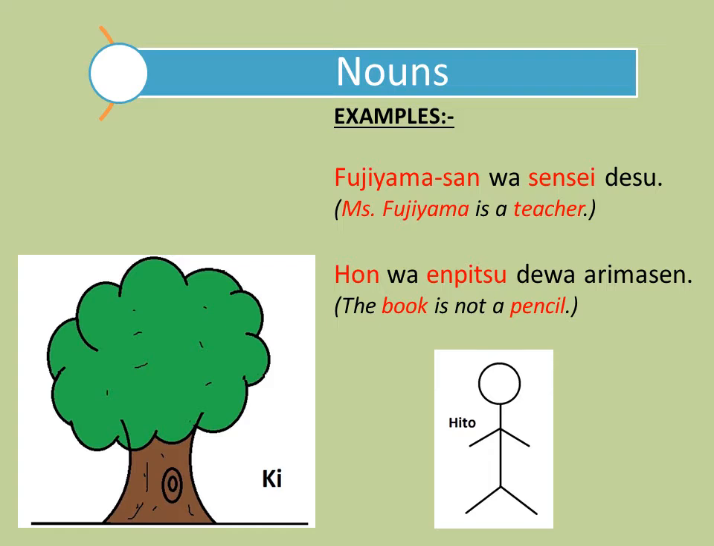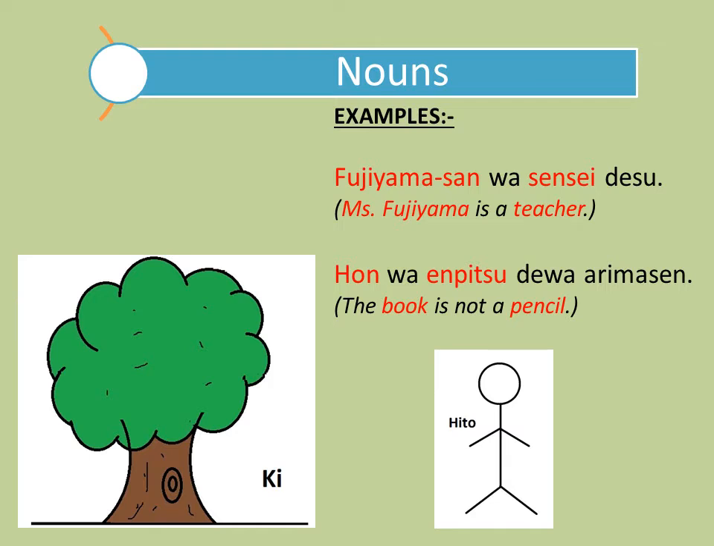Next up, we have a tree which is called ki, and a person. I know it's a stick person. It is called hito. Now you all might be wondering how to use them in sentences. Well, I have a few examples here. Just concentrate on the red colored words as of now. We will learn the grammar in a separate video once we have learned all the parts of speech and other essential tools. So now to look at the examples, the first example of a sentence in which we have a noun is this one.